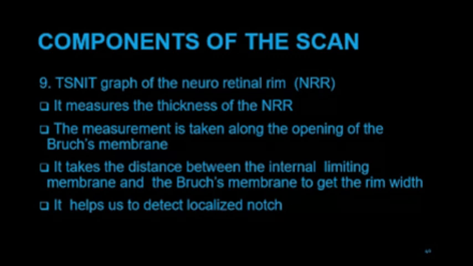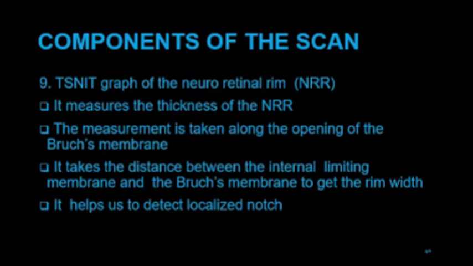So the thickness graph of the neuroretinal rim, this is another component of the scan. It measures the thickness of the NRR, which is the neuroretinal rim. And I've told you that the neuroretinal rim is the distance between this margin and the cup margin. So it measures the thickness of that area. The measurement is taken along the opening of the Bruch's membrane. The Bruch's membrane is, in layman's terms, part of the layers of the retina, but it separates the choroid from the retina.